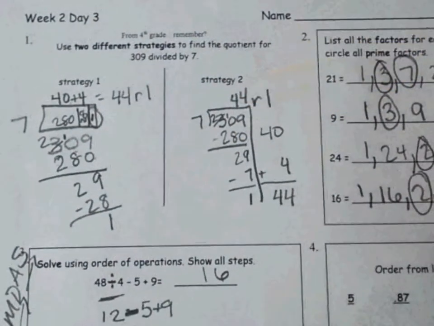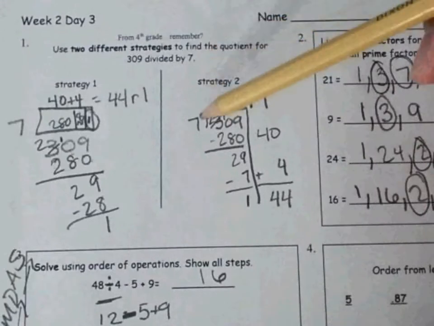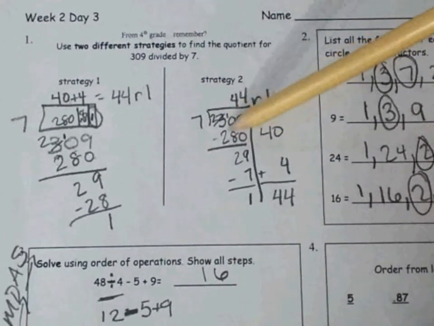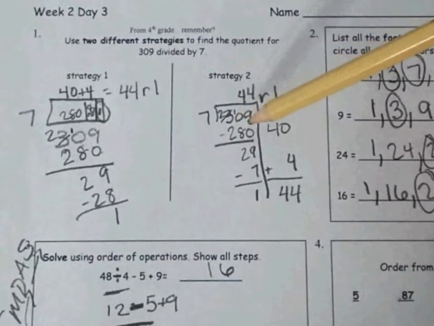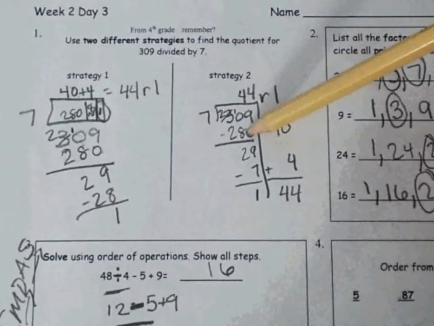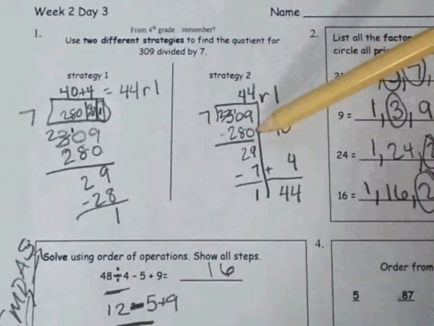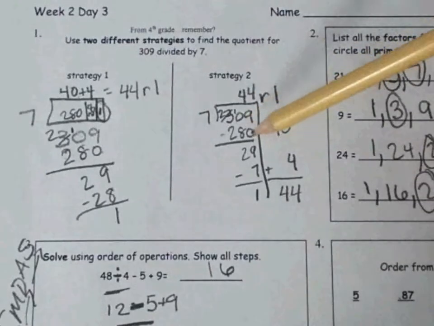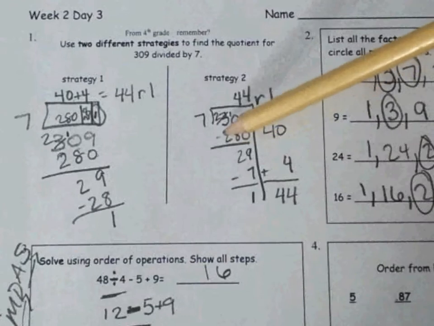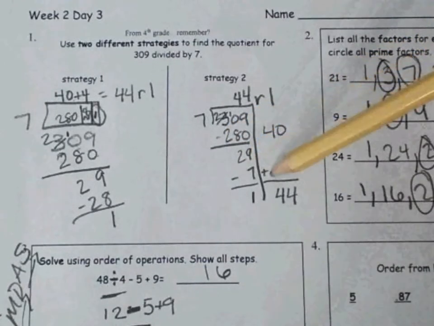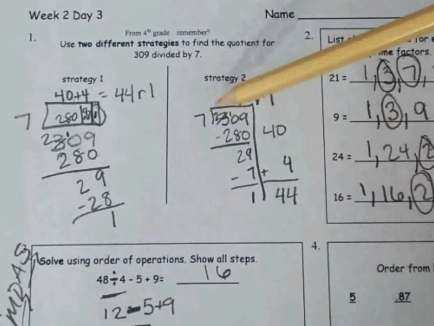Okay, my second strategy I used is partial quotient. I see again that I can pull 4 groups of 7 out of 30, and that would give me 28. But I need to make this a 3-digit number so that I can plug away at it. So I'm going to make it 40. So 7 times 40 gives me 280. I subtract, that gives me 29.